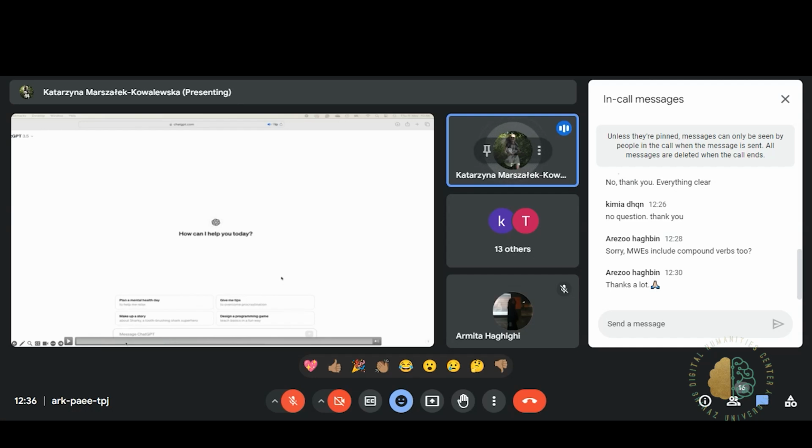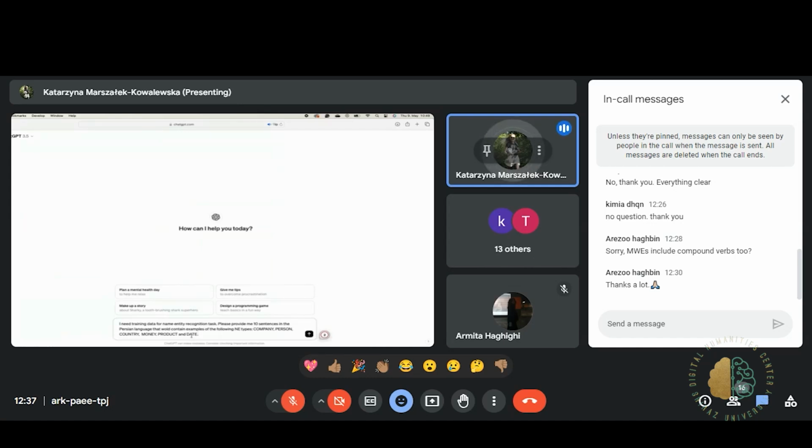Since GPT is not always working, okay, I decided to record it yesterday. So I'm going to play this to you because it's not always working. So this is the thing. This is my prompt, okay? This is what I'm asking GPT-3. I need training data for named entity recognition task. Please provide me 10 sentences in the Persian language that would contain examples of the following named entity types: company, person, country, money, product, and date.